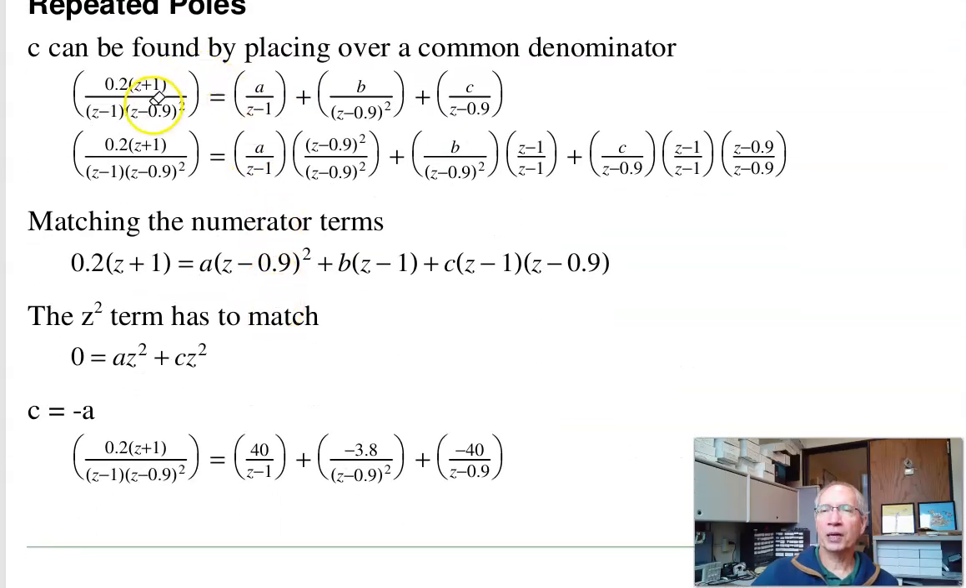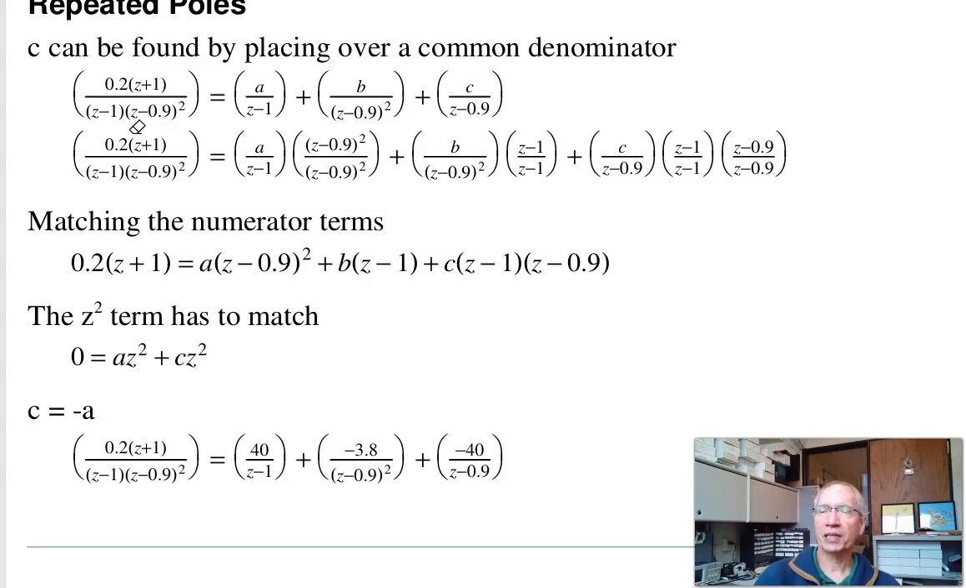So to put this over a common denominator, A over z minus 1 has to be multiplied by z minus 0.9 squared, top and bottom. B has to be multiplied by z minus 1, top and bottom. And the C has to be multiplied by z minus 1, z minus 0.9. I now have a common denominator. The numerators all add up. When I do that, I should get 0.2 times z plus 1.